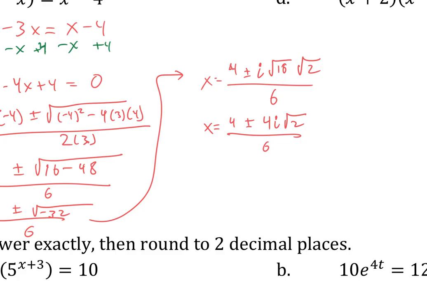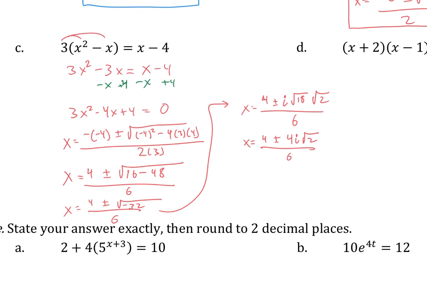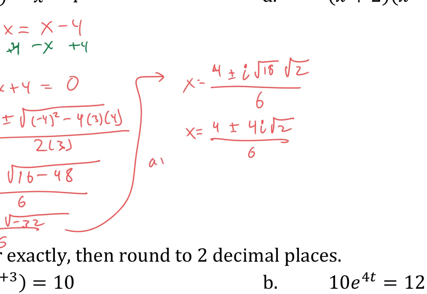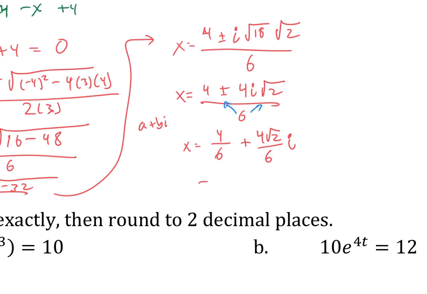Now, when this is an imaginary number or a complex number, we want it in the form a plus bi, which means we want to go ahead and divide out this 6. Divide both of these by 6. Let's write it as two fractions. We have 4 sixths plus 4 square root of 2 over 6. And we're going to pull that i out in front. Right? So we can clean that up a little bit.